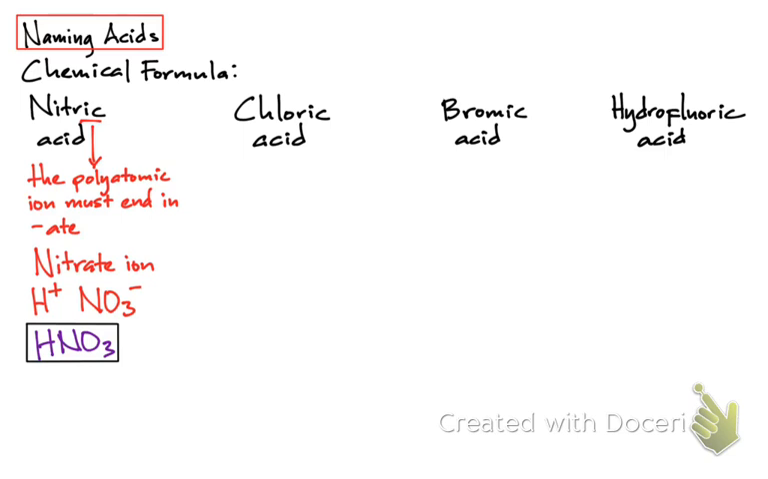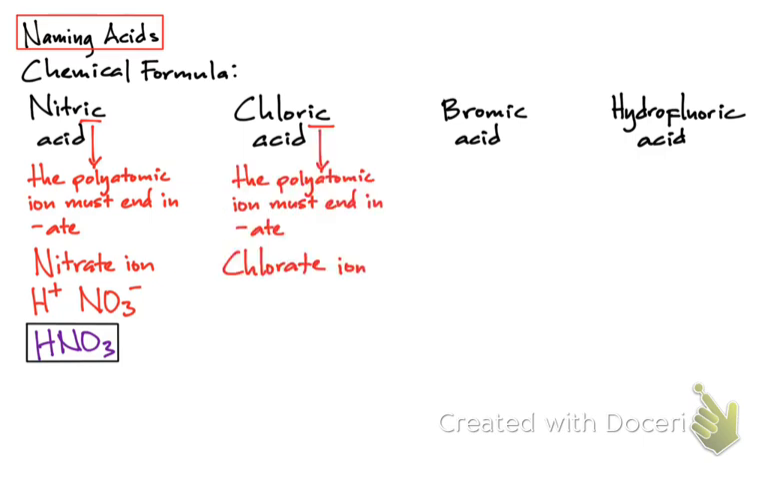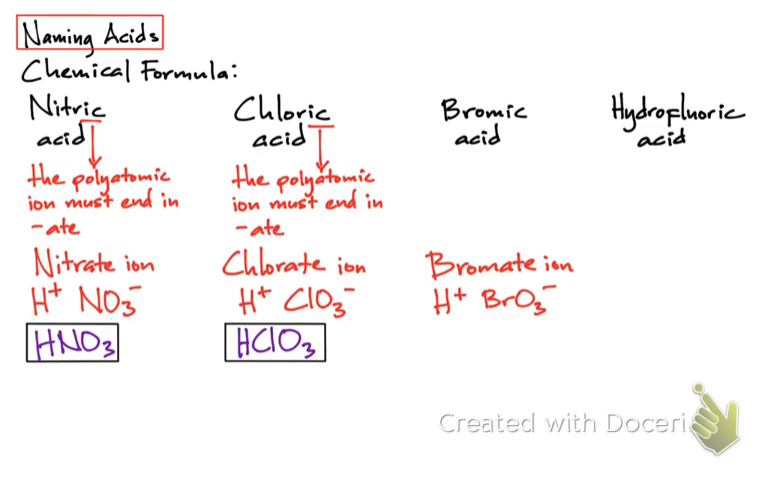And you can do the same thing for chloric acid, right? So again, it ends in IC, so that must mean that what we have here is the chlorate ion. Okay, so that's the polyatomic ion, chlorate. So the chlorate ion has the formula ClO3 minus. Again, you react that with a hydrogen ion and you will get HClO3. Bromic acid, the same way. So you have BrO3 with a -1 charge, and you react that with a hydrogen ion and you get HBrO3, the chemical formula of bromic acid.